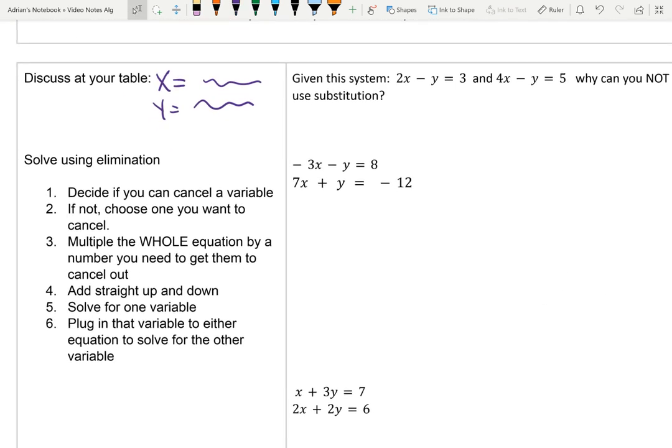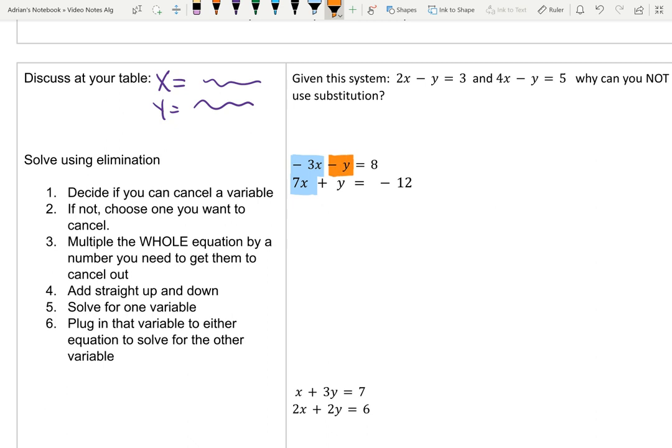So I have some steps here. First thing you have to think about is, can you cancel a variable? What that means is if I were to look at these and line them up, does anything cancel out if I were to add up and down? So I want to look at this negative 3x, and what's right below it is the 7x. If I add those together, would it become 0? No. So let's try the other one.